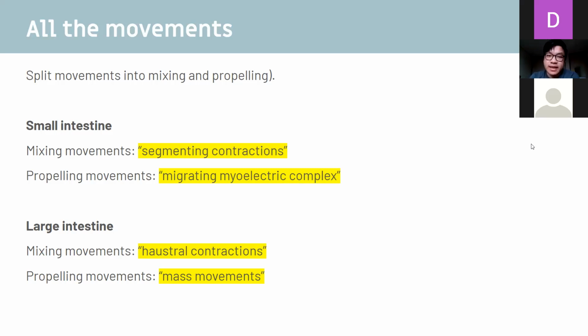So there are very specific names for each movement. In the small intestine, you've got mixing movements, which are called segmenting contractions. And the propelling movements, once everything's done in the small intestine and everything gets moved to the large intestine, are part of the migrating myoelectric complex, which is also called MMC. In the large intestine, the equivalent of the mixing movements are called haustral contractions, named after the haustra, the little sacs or folds in the large intestine. And the propelling movements are very aptly named mass movements.